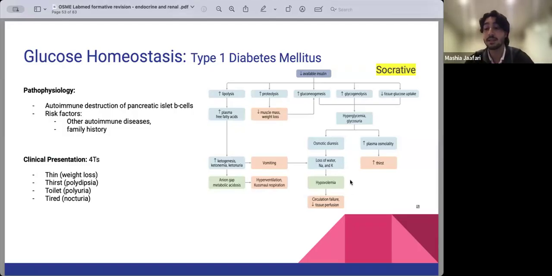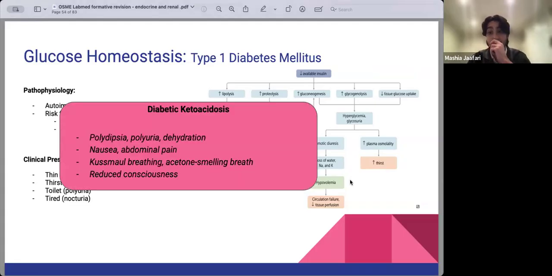Insulin leads to the buildup of substances, it builds things up. So if you have low insulin, you're going to get more breakdown of things, including proteins and fats. So you lose weight. And then obviously all the glucose in your blood is going to lead to a diuresis. So you pee a lot and you therefore get thirsty. You can get a diabetic ketoacidosis, which is polydipsia, polyuria, dehydration, and it's obviously because of the production of ketones.